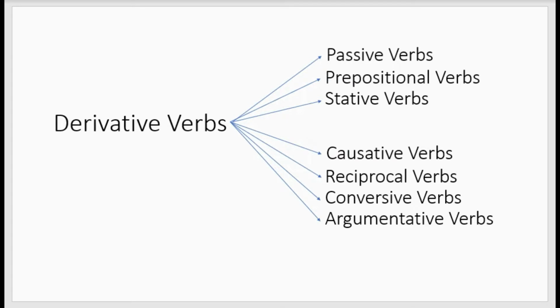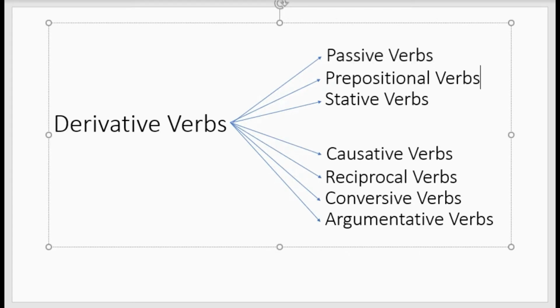Now derivative verbs in Swahili are divided into several parts. We have passive verbs, we have prepositional verbs, we have stative verbs, and we also have causative verbs, we have reciprocal verbs, we have conversive verbs, and argumentative verbs. Now we will learn all these one after another.